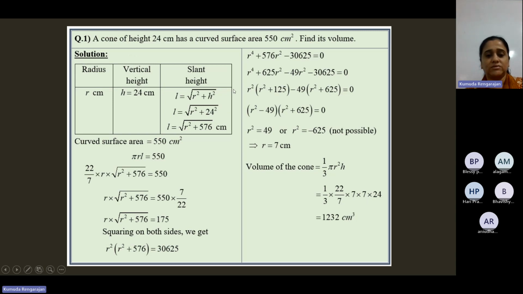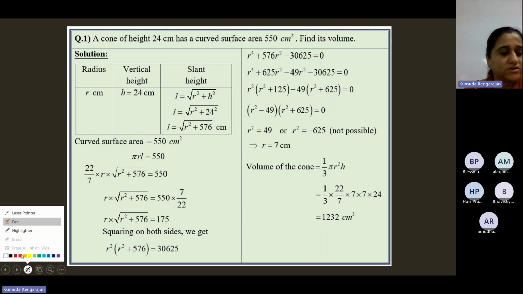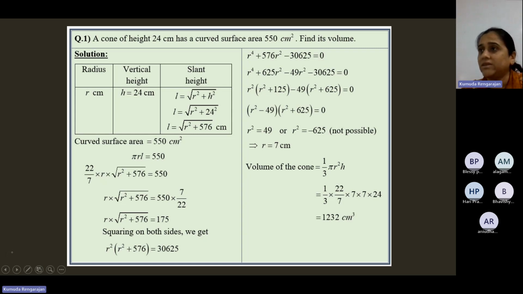So that's what it is. So it is a simple situation. It's just how we understand the answer. So see here, curved surface area is given. So pi RL is equal to 550. So pi is 22/7 into R into L, which is root of... I've worked it here already earlier, because you can visualize that. Pi RL, you can visualize this.